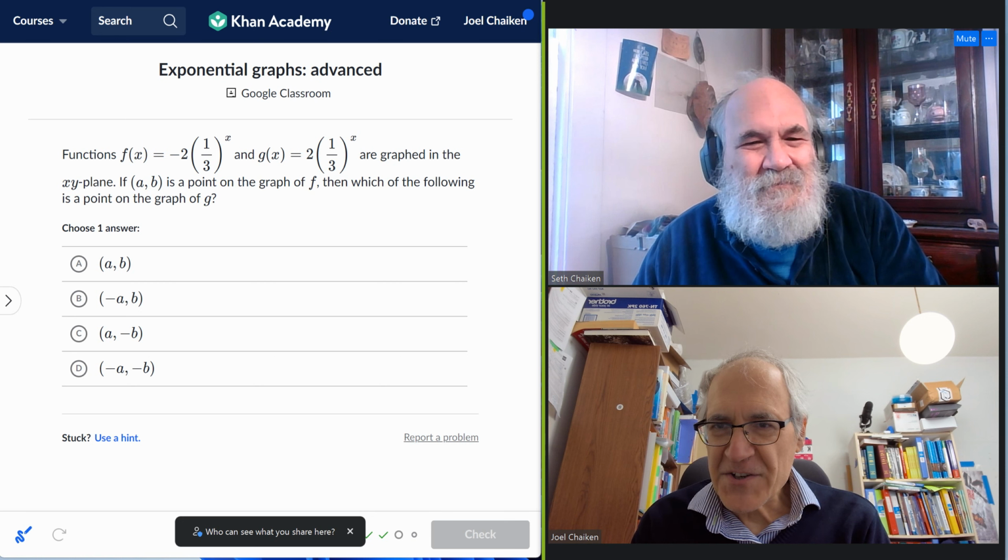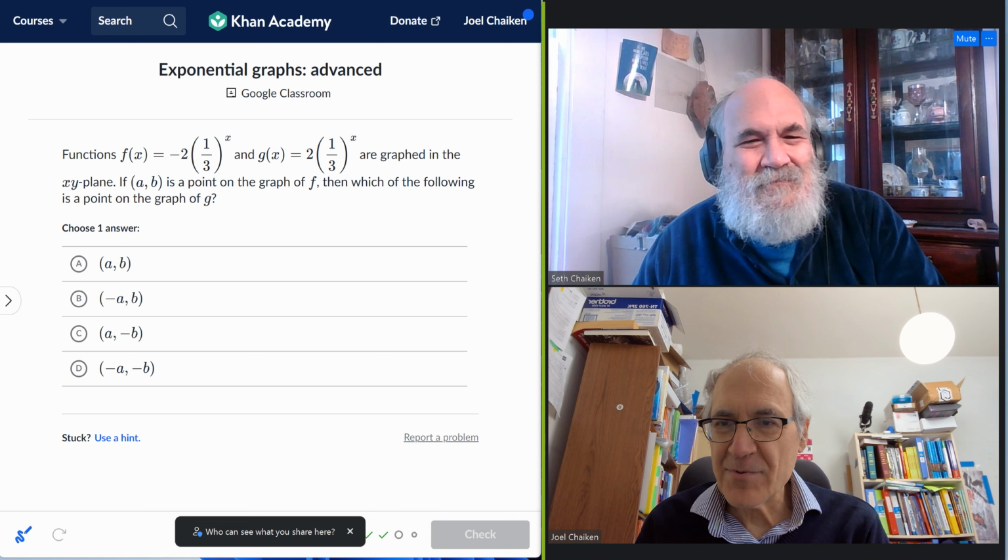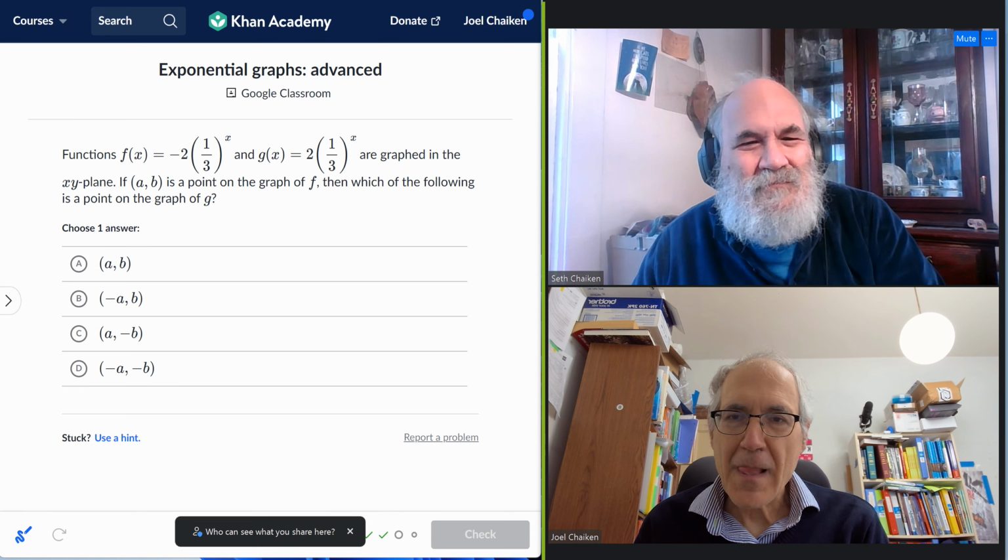Okay, we have two functions. They're exponential. Wow, they only differ by the sign of the leading coefficient. A graph on the xy plane. If AB is a point on the graph of f, then which of the following is a point on the graph of G? Wow, so this is sort of a conceptual question.